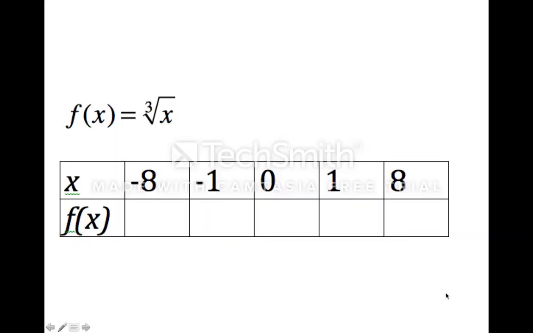The next function in our library is the cube root of x. The cube root of -8 is actually -2. The cube root of -1 is -1. The cube root of 0 is 0. And the cube root of 1 is 1. And the cube root of 8 is 2. So pause the video, make a table, and then proceed.